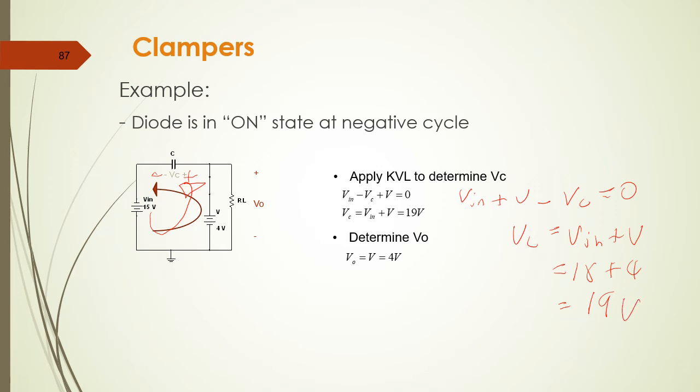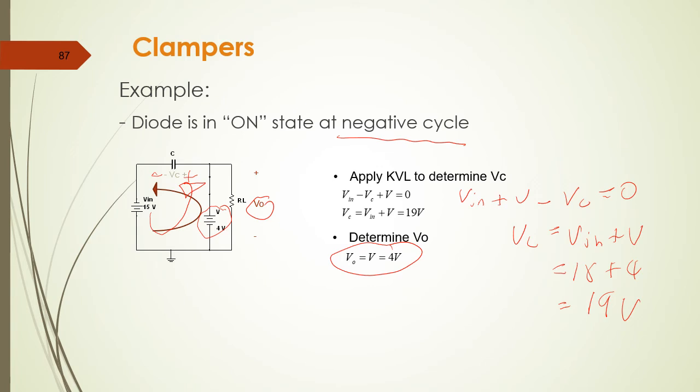So now we try to determine V out. V out here is parallel to V, so it must have the same value. So V out is equal to 4 volt. So this is in the negative cycle. Remember this is negative, the value of the out is 4 volt.